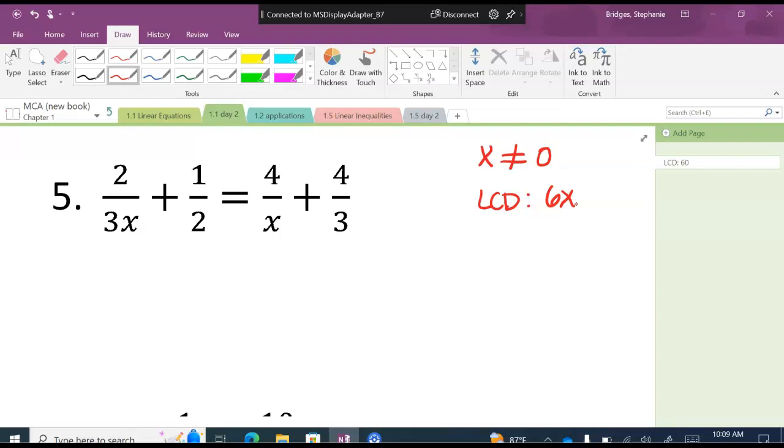Again, the complicated thing here is your calculators can't do variables. However, we can deal with those a little separately. So I'm going to write times 6x to all of my terms here.